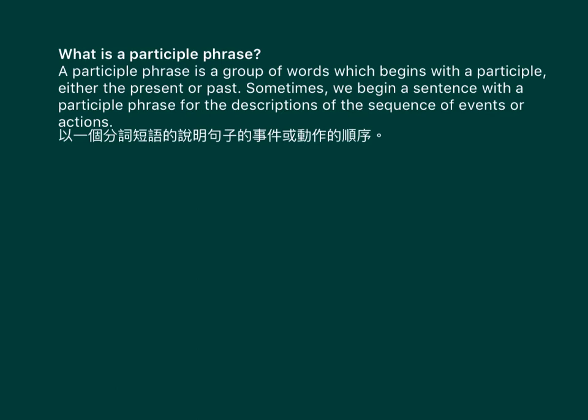First, what is a participle phrase? A participle phrase is a group of words which begins with the participle, either the present or past. Sometimes we begin a sentence with the participle phrase for the descriptions of the sequence of events or actions.